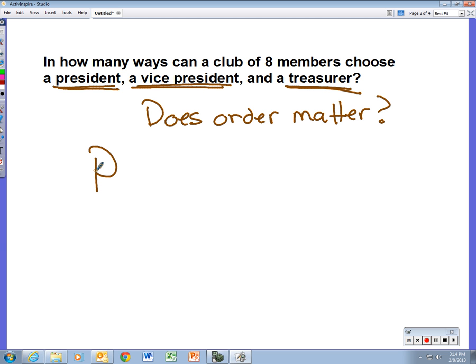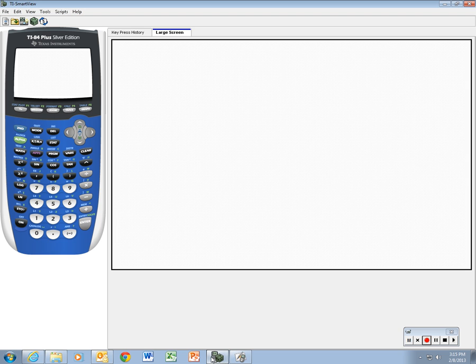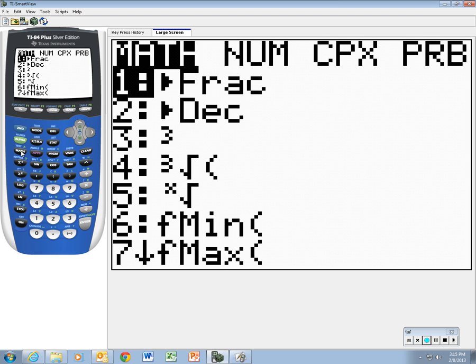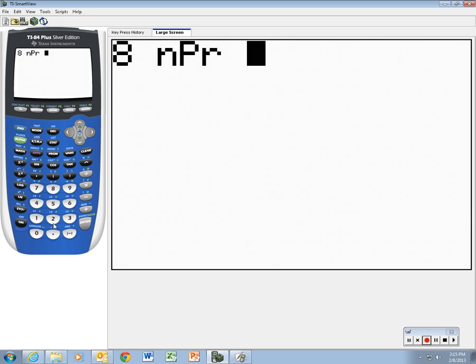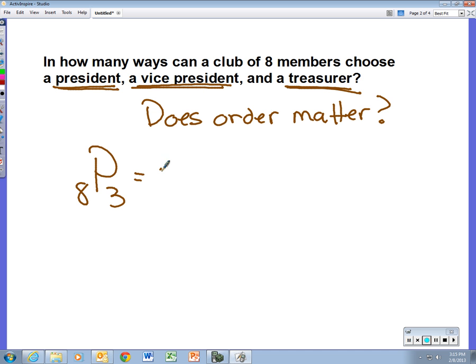And how many total are we talking about? 8 members. That first number always has to be the biggest number. Now how many are we talking about? We're talking about a president, a vice president, and a treasurer. So we're talking about 3 people. So on the calculator, first we have to type the number 8. Then we go math, probability, and we pick number 2, and then 3. So that gives us 336 possible ways that this could happen. 336 possible ways that we could pick a president, vice president, and a treasurer.